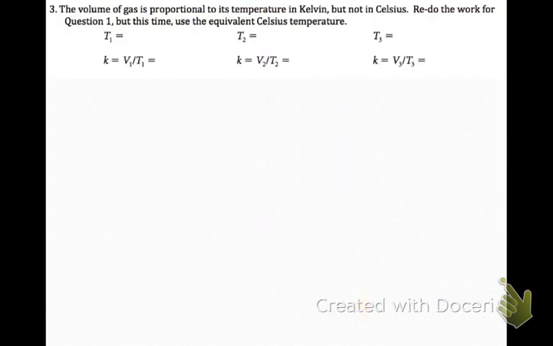So for 3, we know that we need to use Kelvin, but we have to figure out why we're actually using Kelvin. We want to prove to you that Kelvin is the temperature scale to use, not Celsius. So that's what we're going to do in number 3. The volume of a gas is proportional to its temperature in Kelvin, but not in Celsius. Redo the work for question number 1, but this time use the equivalent Celsius temperature. You have your paper in front of you. I can't go back in slides, but at least I can coach you through this.